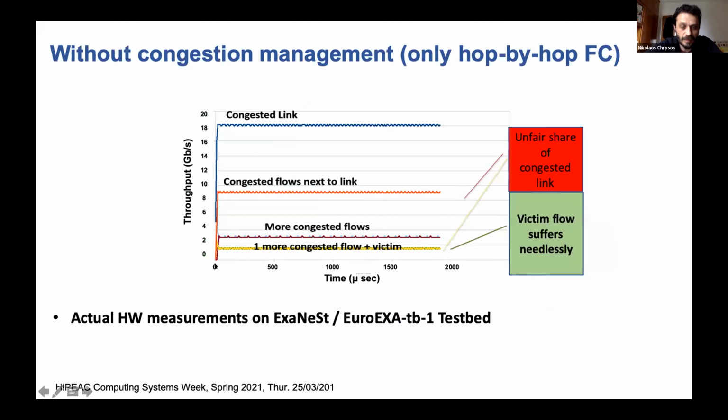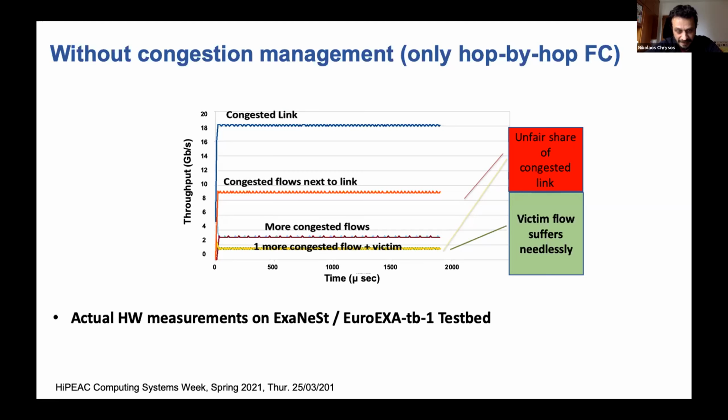Here we have the time of the experiment, and here we have the rate of the flows. The victim flow, you cannot see it. It has a low bandwidth here, the victim flow. It suffers needlessly, let's say. Its bandwidth should be much higher.